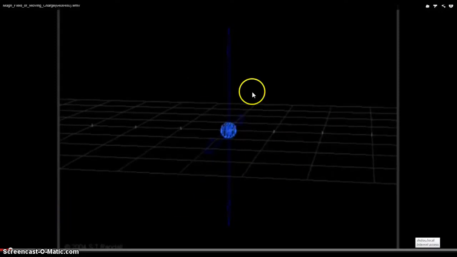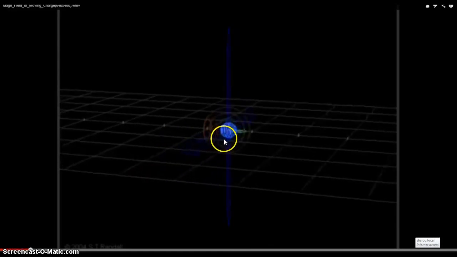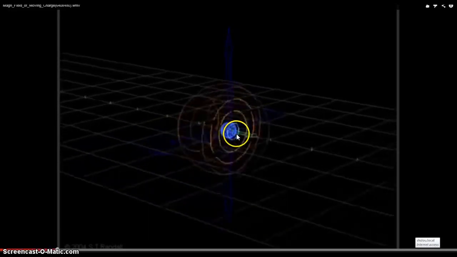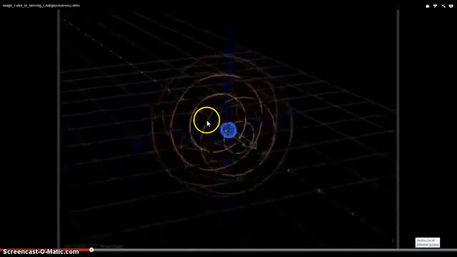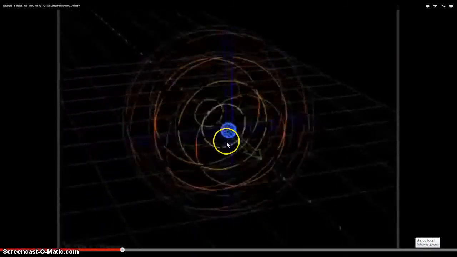So let's watch this video. Is it correct? Are the field lines more closely spaced when it speeds up? And are they farther spaced apart when it's not going very fast? Let's watch and see. So it's not going very fast, and those are pretty close field lines. And then it speeds up, and it looks to me like the field lines are getting farther apart.